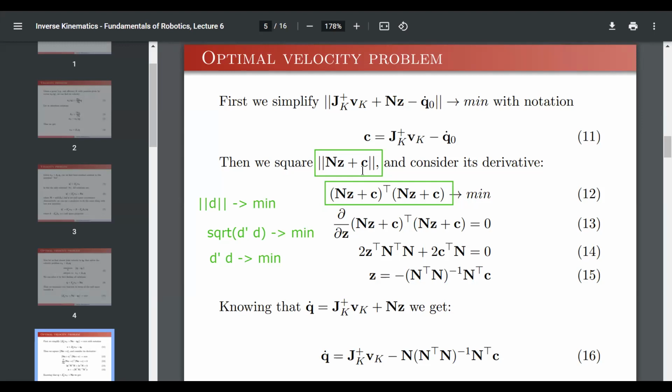N transpose N can be a singular matrix. How can we inverse it? Ilya asks. So, in general, if it was just any matrix, it could have been singular. Absolutely. And then we couldn't inverse it. What it would mean was that our parameterization, so our Z parameters, were not independent.